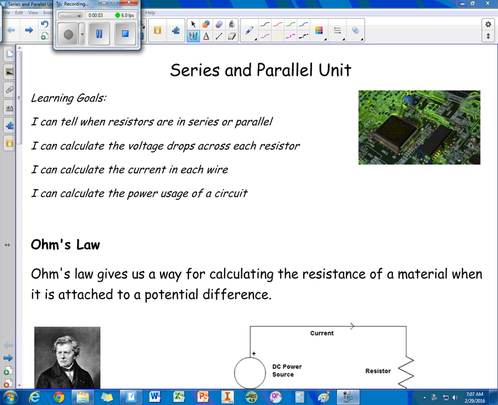Martin, this is the unit notes for series and parallel circuits. In this unit, I want you to be able to tell when resistors are placed in series or when they're placed in parallel. I want you to be able to calculate the voltage drop across each resistor, no matter what combination they're in. I want you to be able to calculate the current in every wire, no matter what kind of circuit it is. And finally, I want you to be able to calculate the power usage of a circuit, so how much power is used by each resistor.